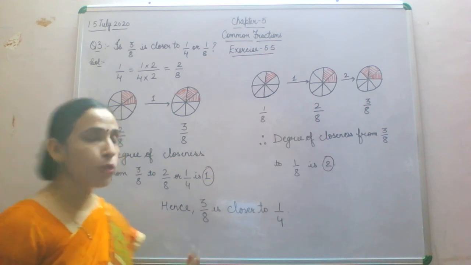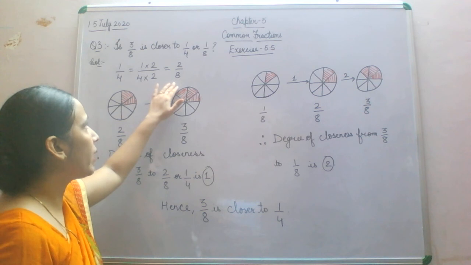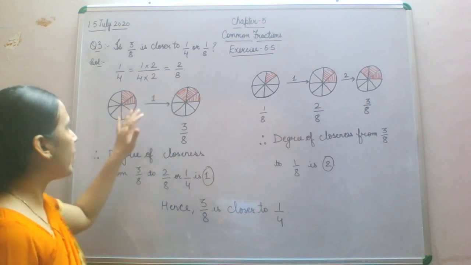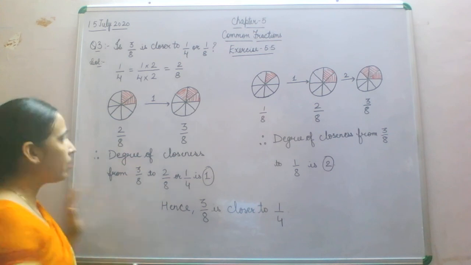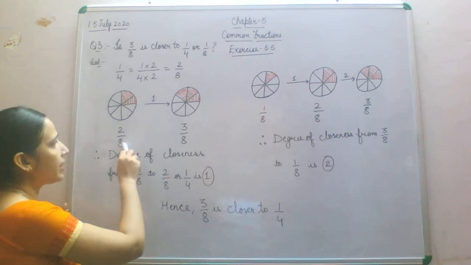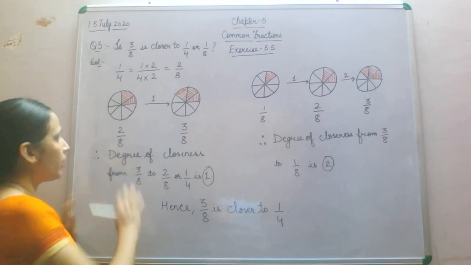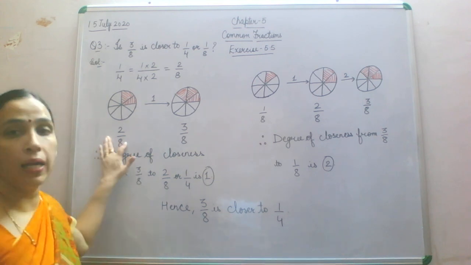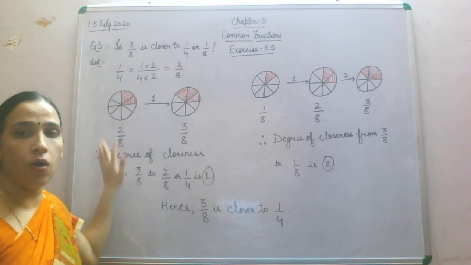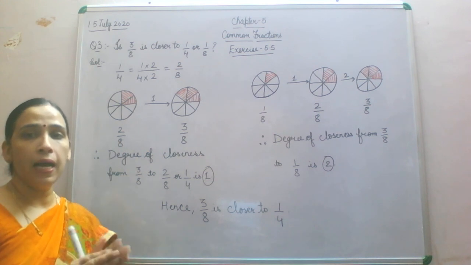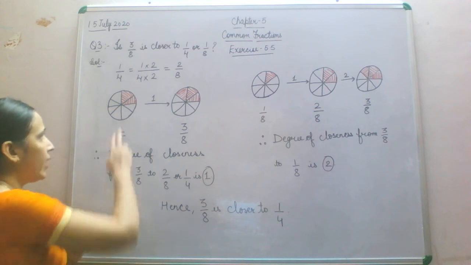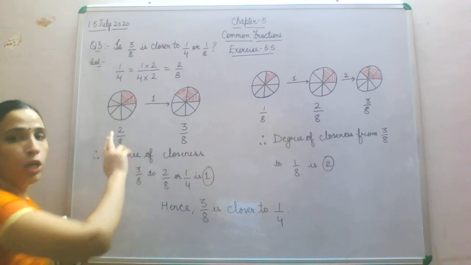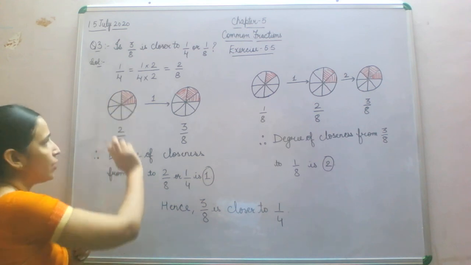So we have to find this 2 by 8. Now we will represent 2 by 8, because 2 by 8 was the bigger one. So we will write 2 by 8 here. To represent 2 by 8 we require 8 parts of any geometrical figure, and out of those 8 parts we will shade any 2 parts. Fine. So here we have shaded 2 parts.